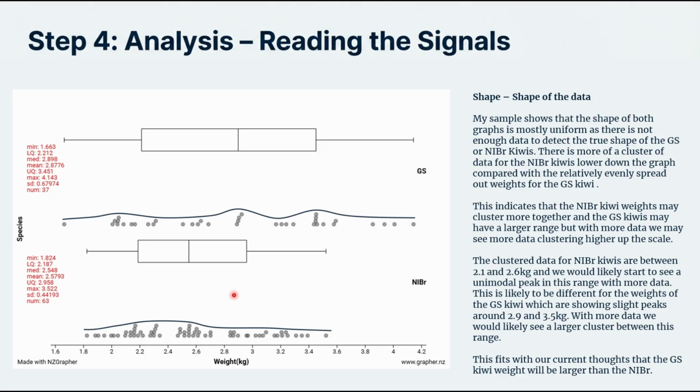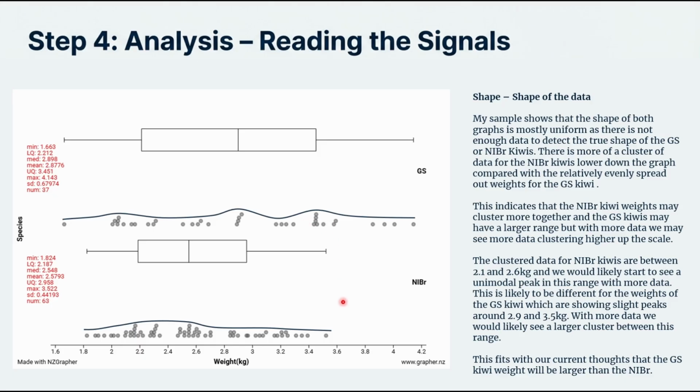In terms of what this means in the population, it indicates that the North Island kiwi weights may actually cluster more together, and the great spotted kiwis may have a larger range with more data clustering higher up, because we can see these two points here.